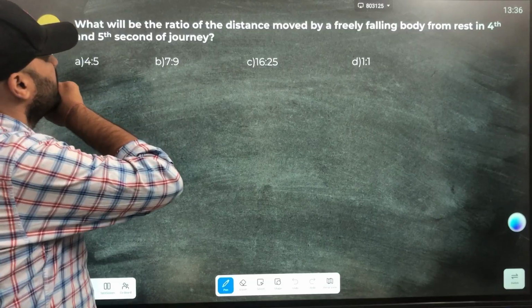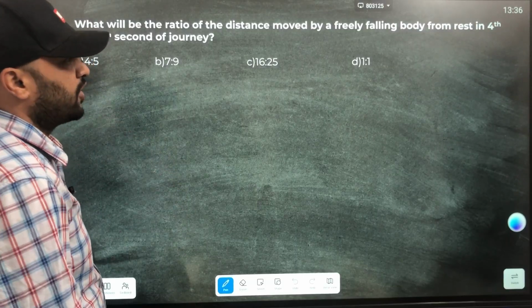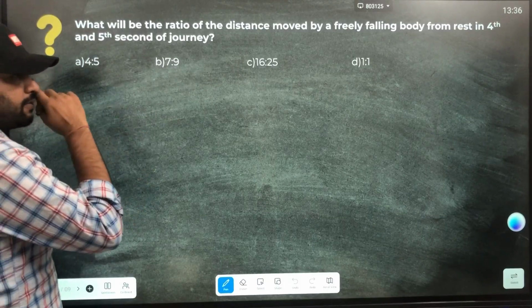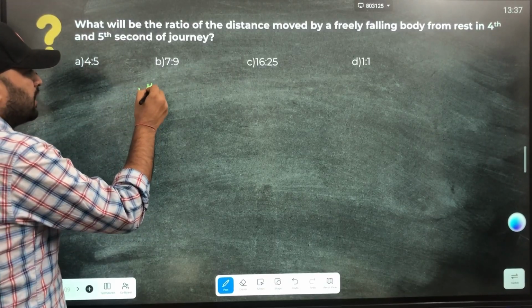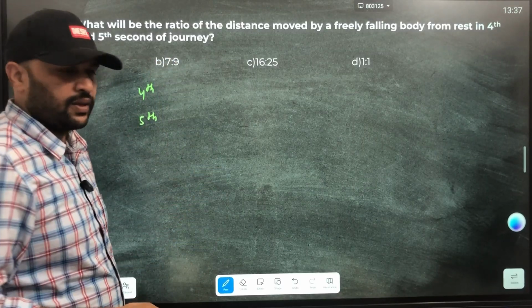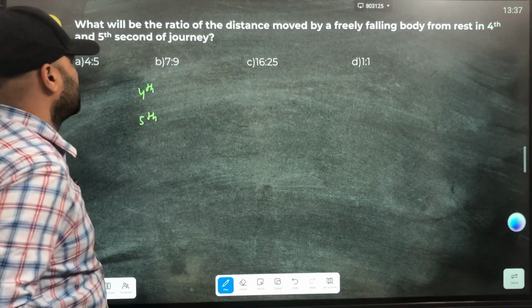Our next question is, what will be the ratio of distance moved by a freely falling body from rest in the 4th and the 5th second of its journey, right? So time is given how much? 4th second and 5th second, correct? Now we know when something is falling down, and we are looking for the nth second.